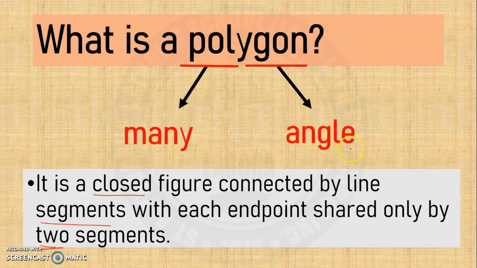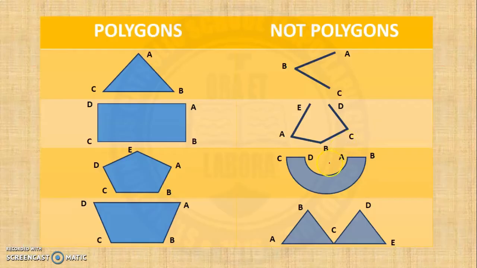Now, let's have examples of polygons. We have here a table. On the first column, we can see some examples of polygons, and in the second column, we can see examples of not polygons. Now, let's discuss why these figures in the second column are not polygons. Okay, let's start with this one. This is not a polygon because it is not a closed figure.